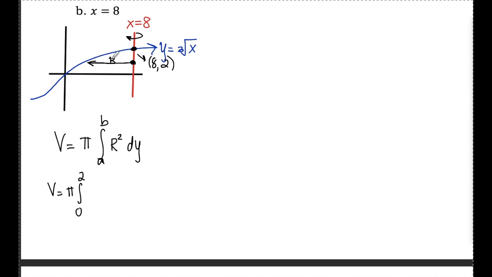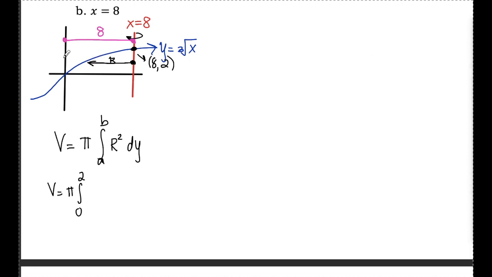When I draw any of these R's, in this case, it will be the distance from the line x equals 8 to the curve cube root x. So I need a way to represent that in terms of y, since I'm integrating with respect to y, and these are horizontal distances. I know the distance from the y-axis to this red line is always 8, since this is the line x equals 8.